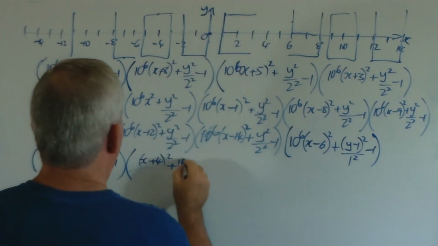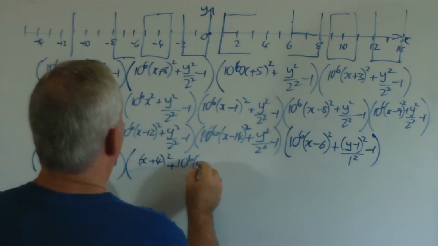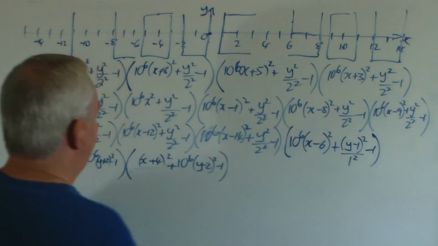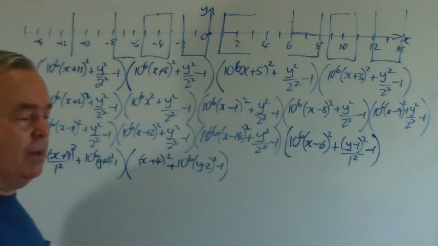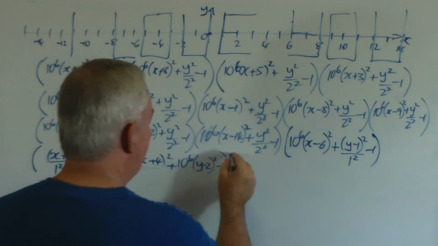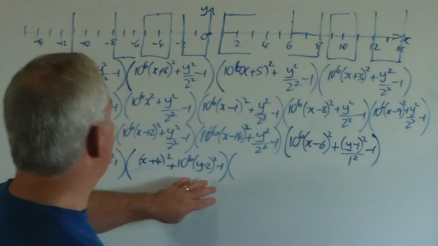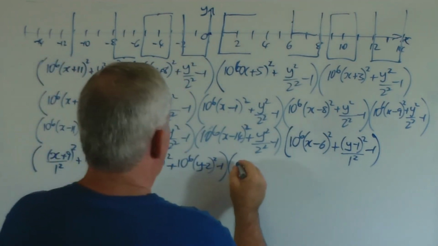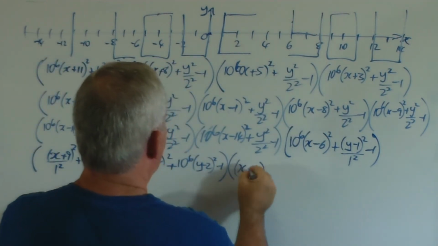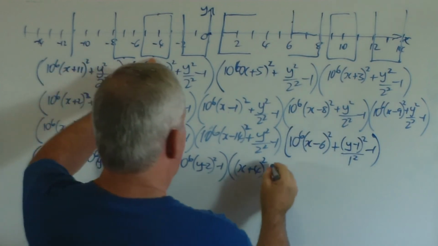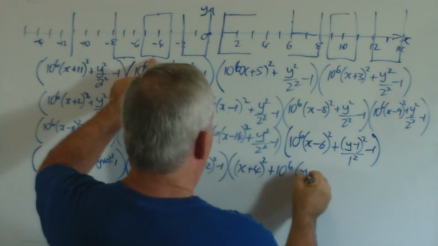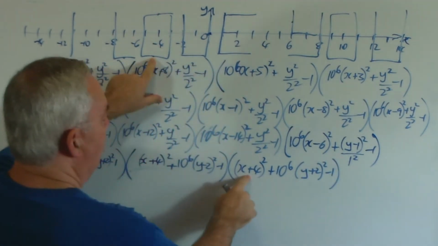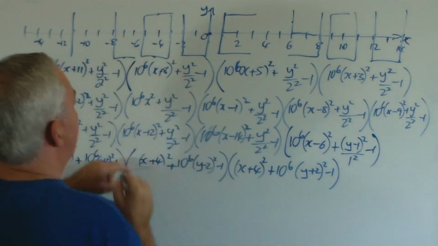Plus 10 to the 6 y minus 2 squared minus 1. I should be using parentheses and brackets, but I won't start now. We'll just embed parentheses. This one here, let's speed up, is going to be x plus 4 squared, plus 10 to the 6 y plus 2 squared minus 1, which makes it go through minus 4 minus 2. There it is.